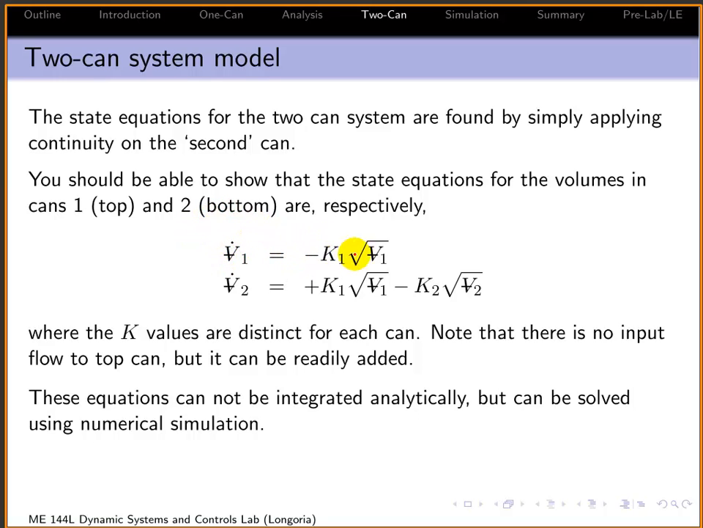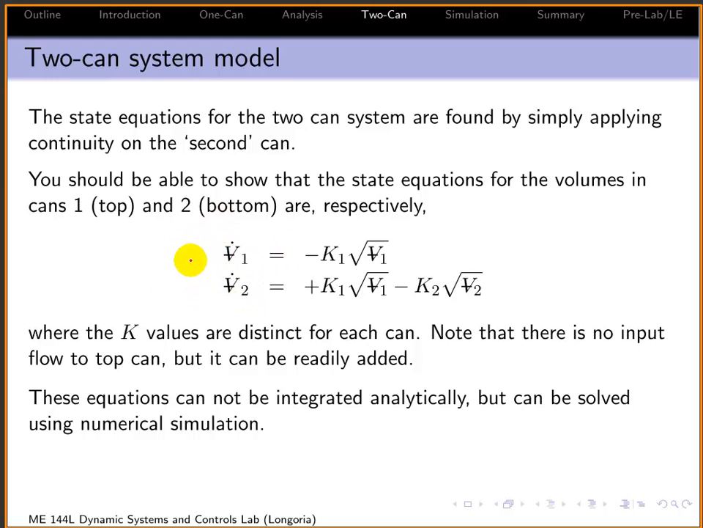So you have zero minus Q1, this K1 times the square root of V1. You should think of that as being the flow exiting the orifice. So for example, this is V1 dot equals minus Q1. And so we need to have this K1. And V2 dot is the difference, right? So it's going to be Q1 coming from the top can and leaving the bottom can, which is the V2. So that'll give you the second equation.